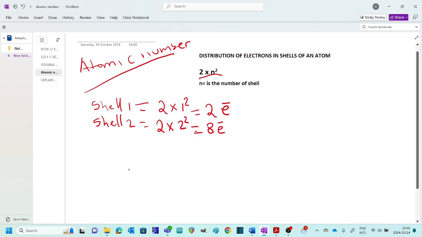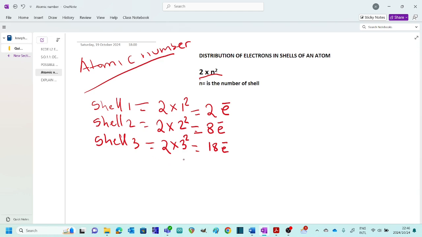And if the atomic number was much larger, how many electrons would go to shell 3? For shell 3, the formula continues: 2 times 3, because we're on shell 3. So 2 times 3 to the power 2. Shell 3 is going to have 18 electrons. And so on, you follow the formula. If you have to go to shell 4, you do the same thing.